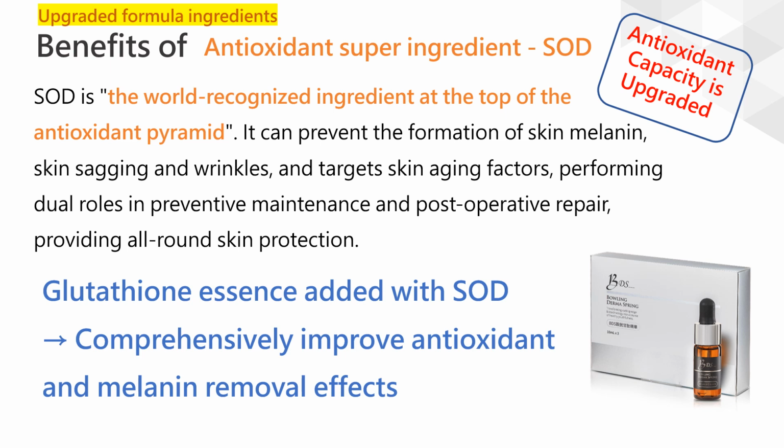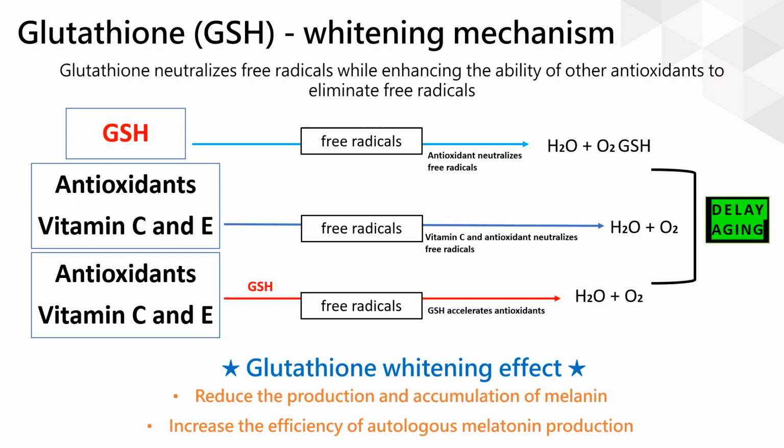So in summary, adding this to our glutathione essence makes our second generation product better than the first one because of this super antioxidizing agent. It improves the antioxidant and melanin removal effects by upgrading the capacity to work on melanin production. So the next ingredient for our whitening serum, glutathione serum, is glutathione.